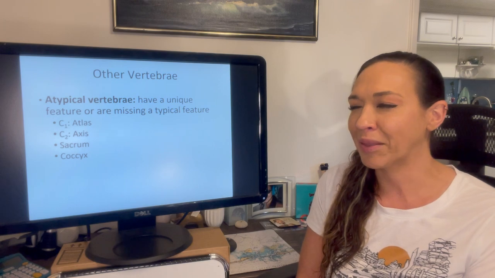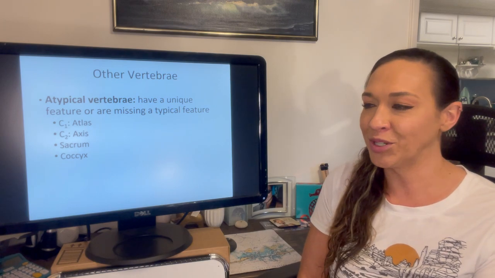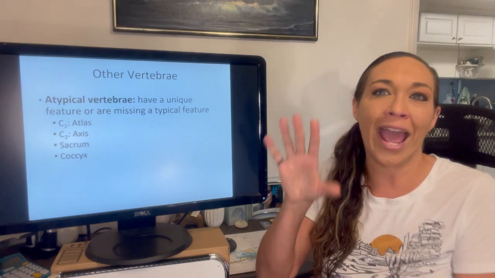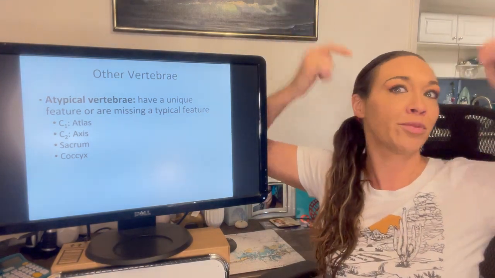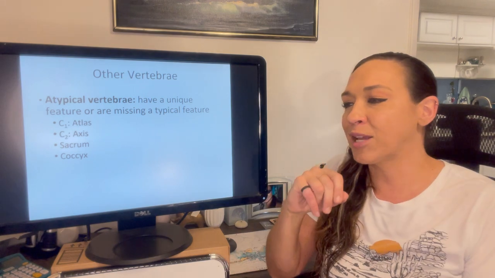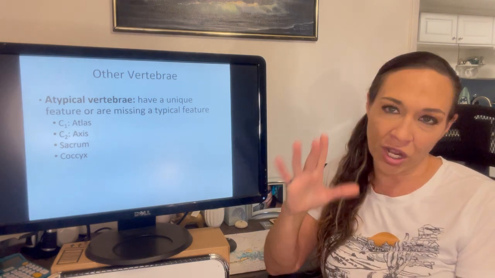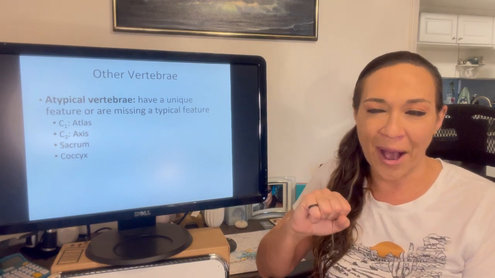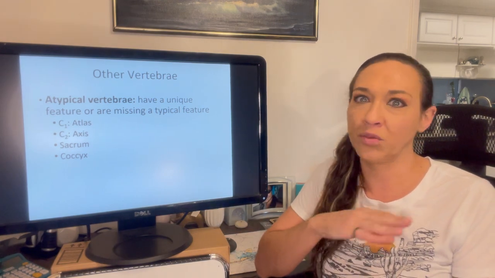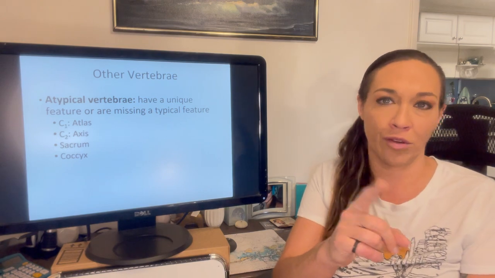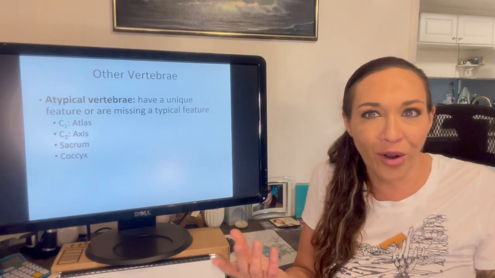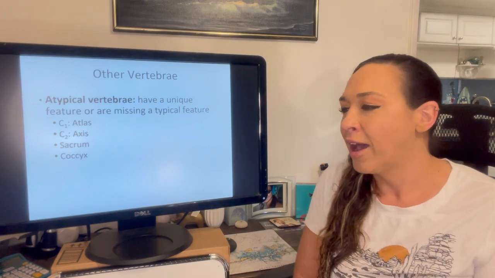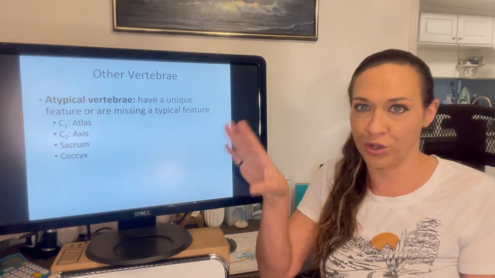So let's talk about these unique ones that are definitely going to be on your exam. You have the C1, which is known as your atlas, like Atlas of the world, because he's kind of holding up the world, that's your head. Next up is going to be the axis. And then we talked about the sacrum and coccyx already, but we are going to talk about them again and why you will definitely need to know specifically those. For the other ones, I'll probably just ask, is it a vertebra, or maybe what is this process or that foramen. But otherwise, these four for sure you will need to know.